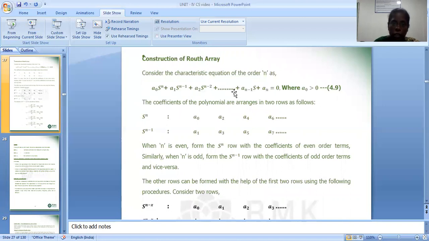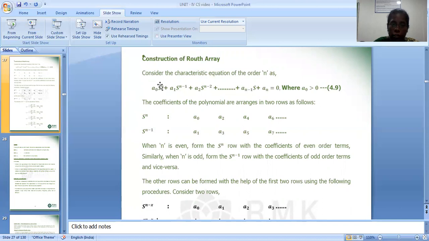Once you know the characteristic equation, say for example, a naught s power n plus a1 s power n minus 1 plus a2 s power n minus 2, and so on up to an, equals 0. If this is the characteristic equation given, then you have to form two rows here: the s power n row, then the s power n minus 1 row.